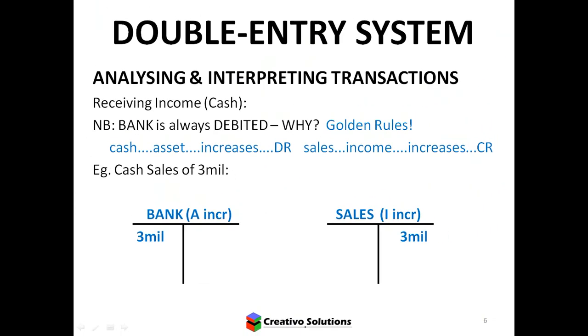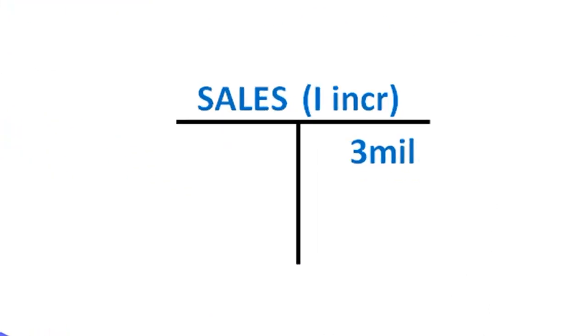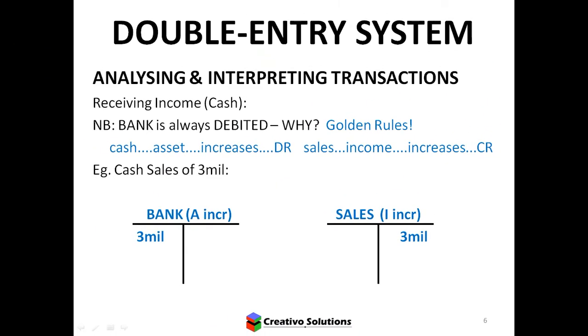Then we've got the sales side of the transaction. What's happening? Well, we're making a sale. Did we have a sale before? No, we now have a sale. So the sale has actually increased. So we now have more sales than we did before. Sales is what type of account? Well, it meets the definition of income. If sale is an income and it's increasing, it'll therefore be credited. So now we know what the debits and credits are.